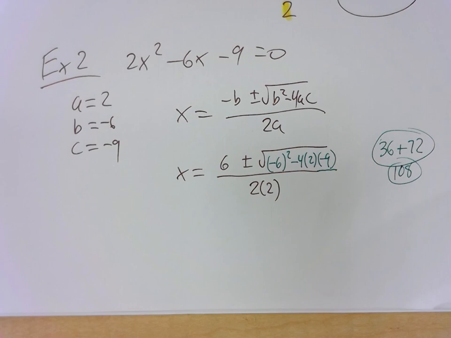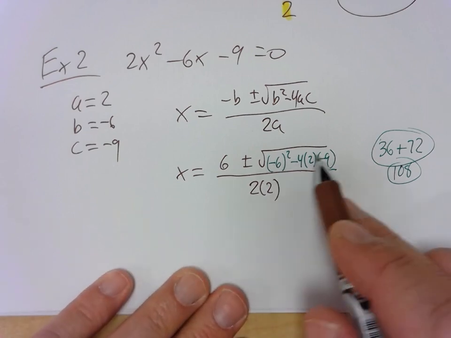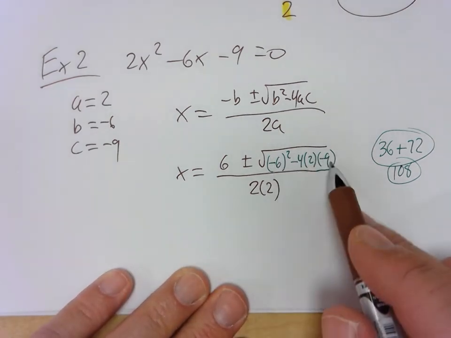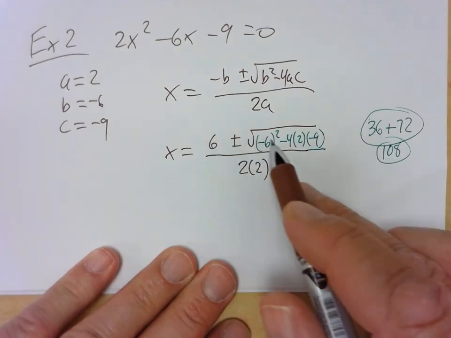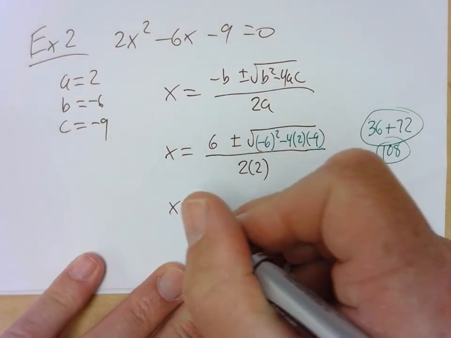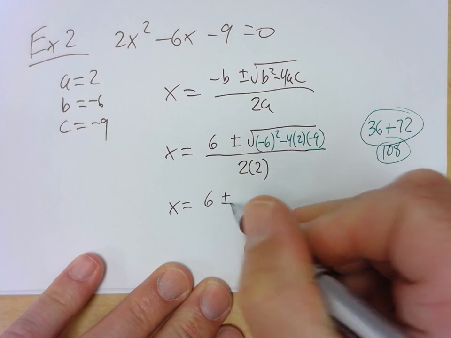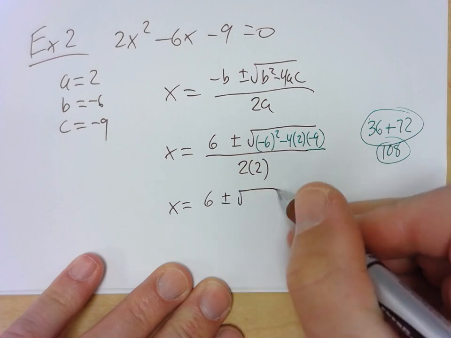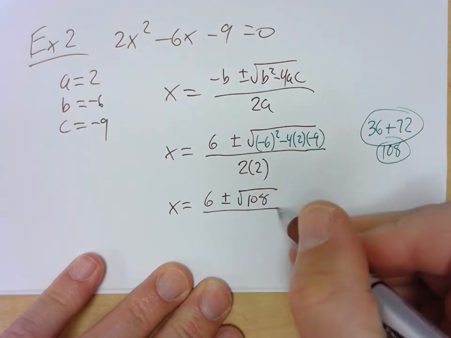All right, so I'm going to rewrite it again, put a 108 there. Really, again, this is the only thing I'm calculating, just this green part underneath here. The rest of it's just the structure of it, basically. So x is equal to 6 plus or minus the square root of 108 over 4.